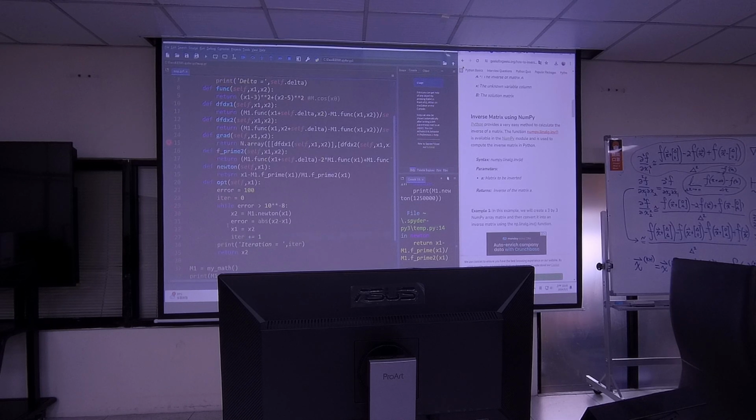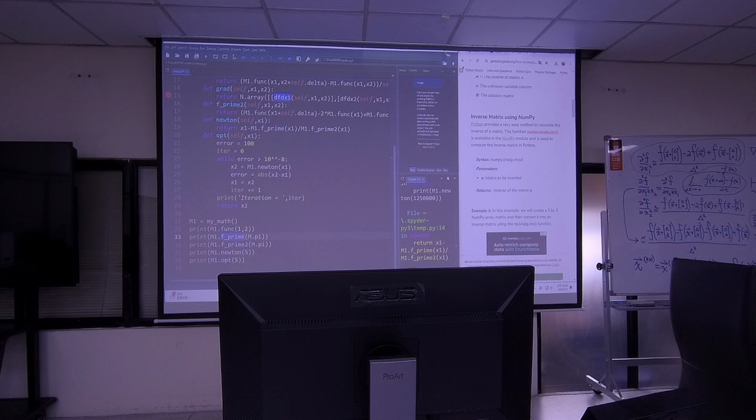And I will test derivatives, also 1 and 2. Okay, and then second order derivative, first order derivative, and then I want to show the gradient. Okay. Here, the gradient. Just want to make sure this is correct.